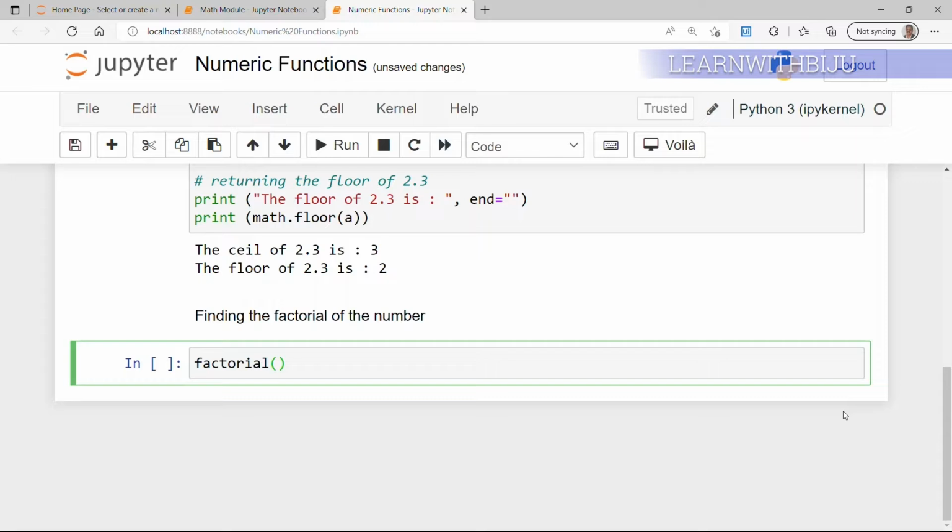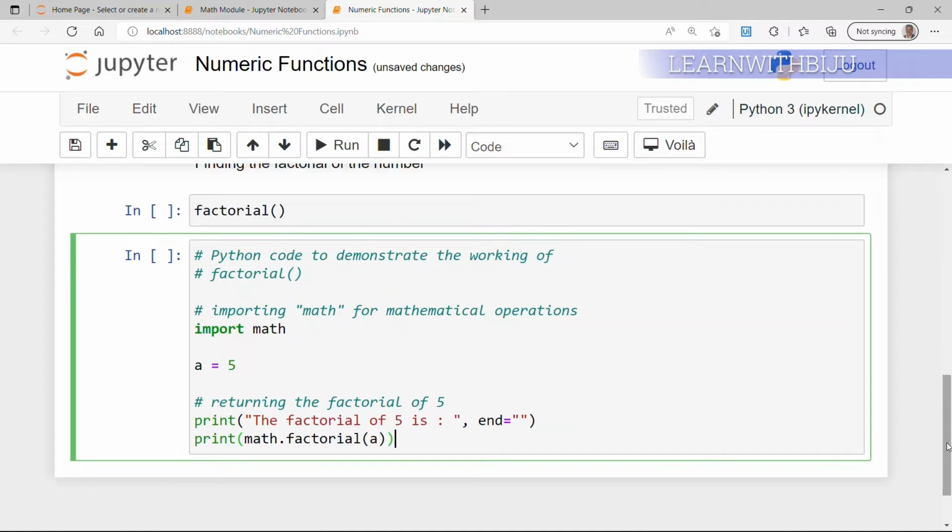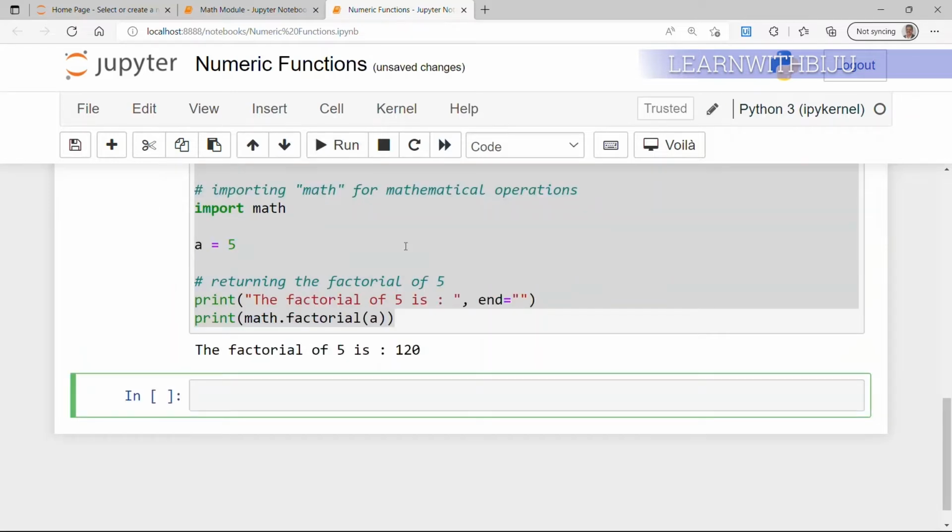An error message is displayed if the number is not integral. I'm going to demonstrate the code to show you the working of a factorial. First of all, you need to import the math module. Then we need to declare an integral value. Here I have a equal to 5. Then I am going to see the factorial of 5. Math.factorial of 5. Here you are getting 120.